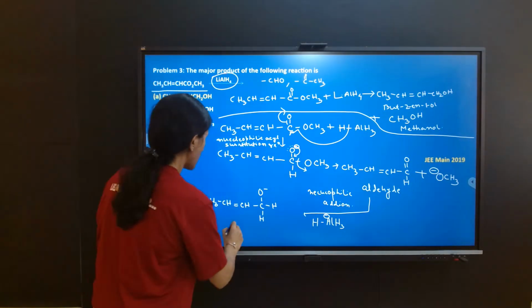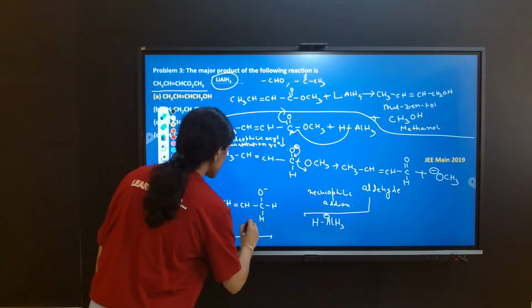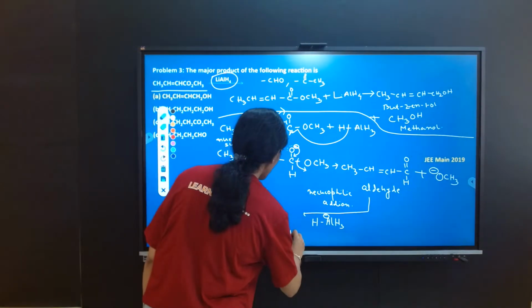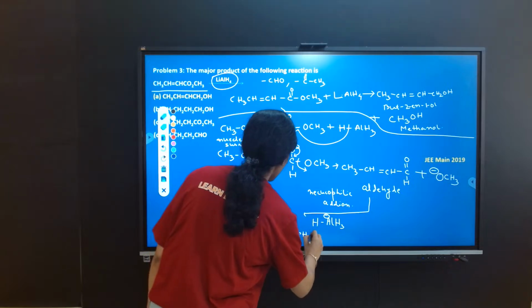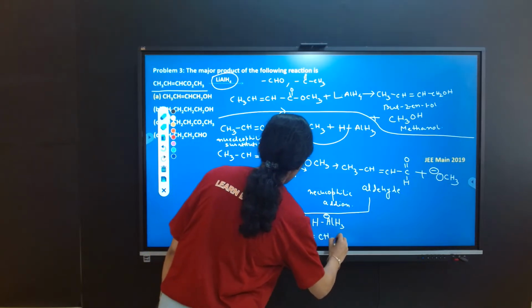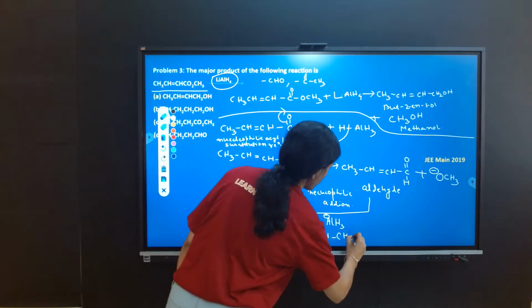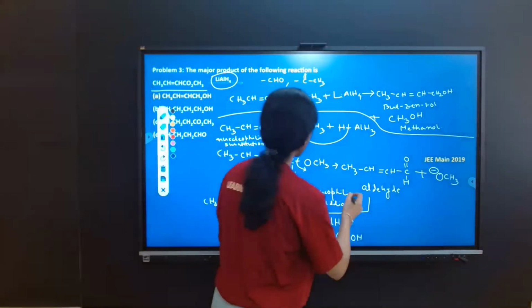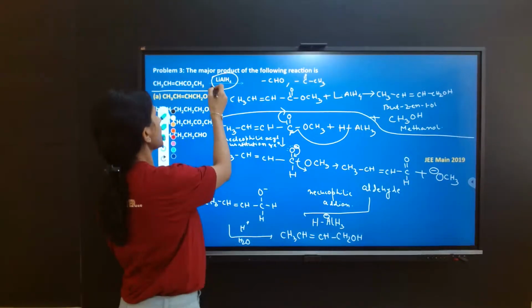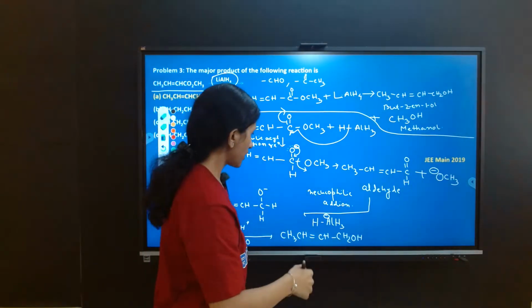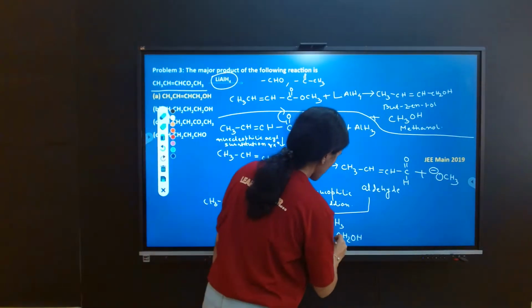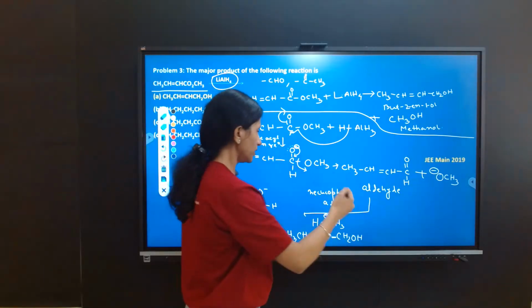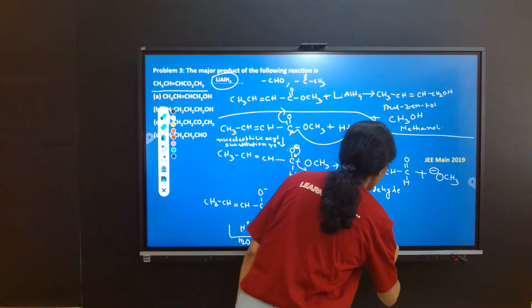This is the product. Now if you add H plus and H2O to this reaction, then the primary alcohol will be generated as CH3CH double bond CH CH2OH. So this is the primary alcohol that will be generated due to this reaction of this ester with lithium aluminum hydride, and this is the mechanism that I have shared with you here. So this is nothing but our butene 1-ol. This is the major product or primary alcohol.